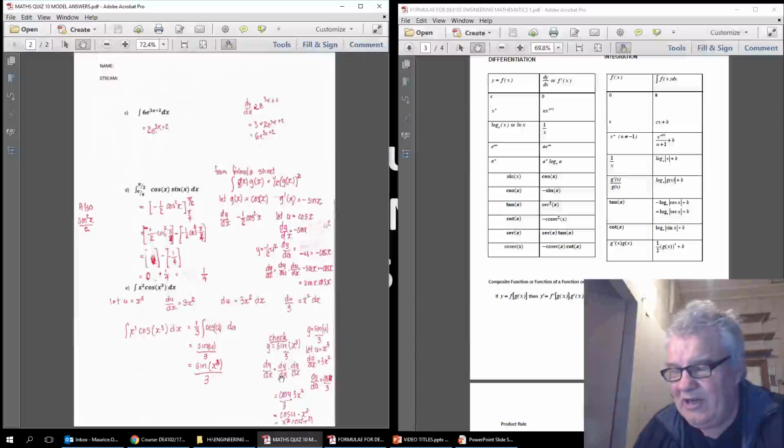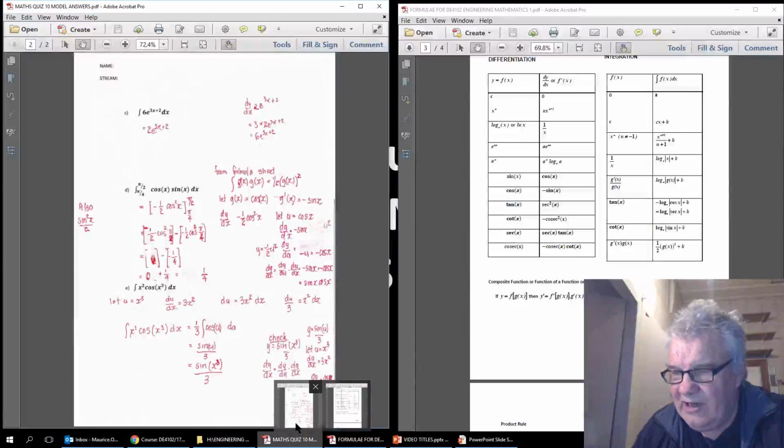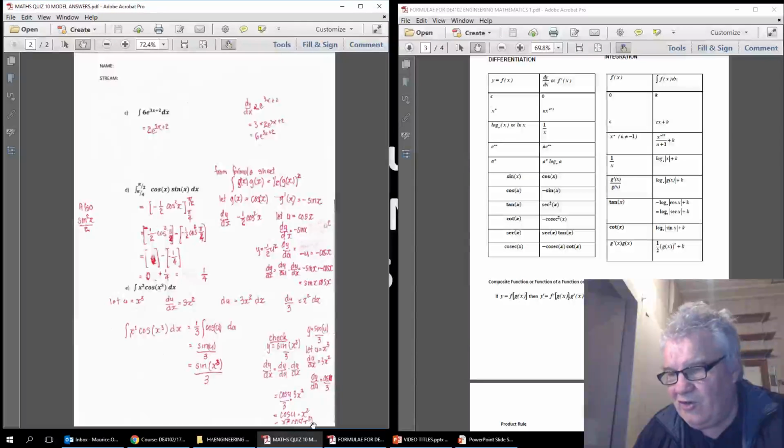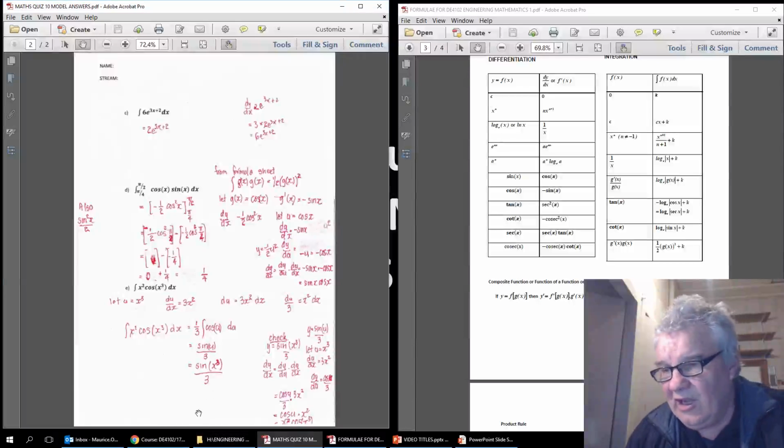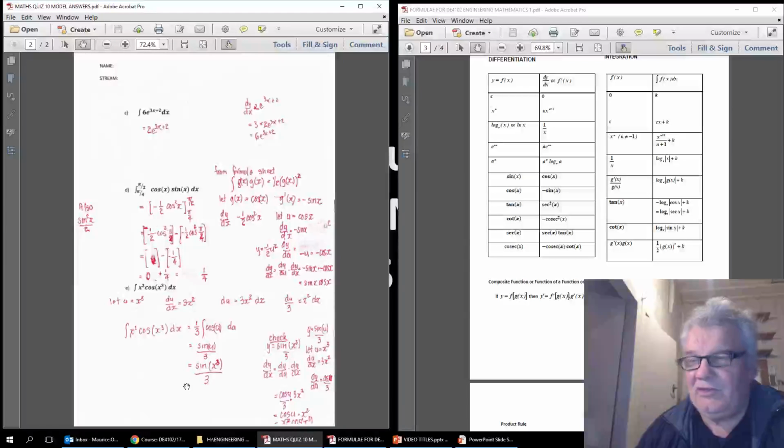So dy by dx, there's the chain rule, equals dy by du times du by dx. So if u is x cubed, du by dx is 3x squared, and dy by du equals cos u over 3. If we put those together, cos u over 3 times 3x squared, the 3's cancel out, and we get cos u times x squared. Remember that u is x cubed, so we get x squared times cos x cubed, which is what we started with. So that's all nice and proven with the check.